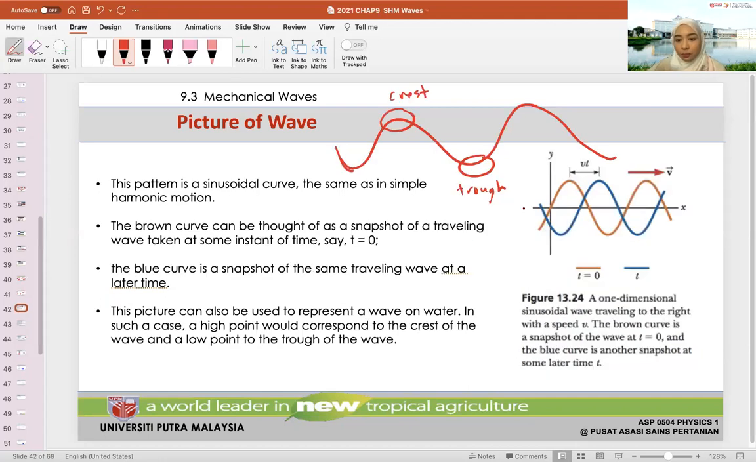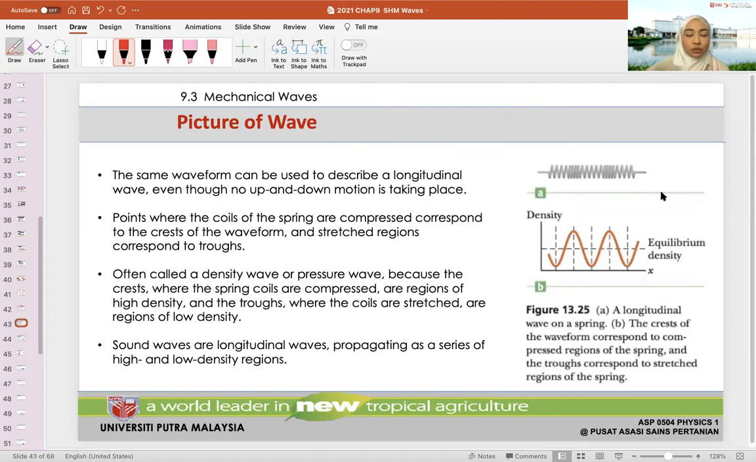Okay. Moving on, so the same waveform can be used to describe a longitudinal wave. Just now I told you, this is a picture of a wave. It looks like a transverse wave. However, the same diagram can be used to describe a longitudinal wave. For example, this is a longitudinal wave motion. You can see that this is compression, and the other part is stretching. So kalau kita nak map it to the sinusoidal curve, the compression will correspond to peaks ataupun crest. The compression part will correspond to the peaks and the stretching part will correspond to the troughs. I should call crest and troughs actually.